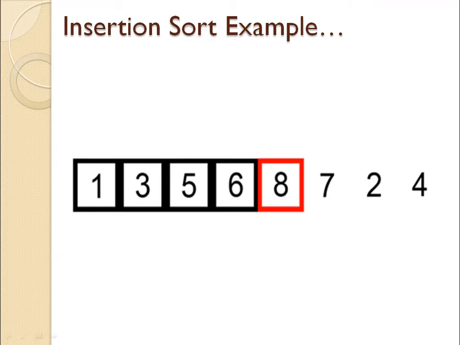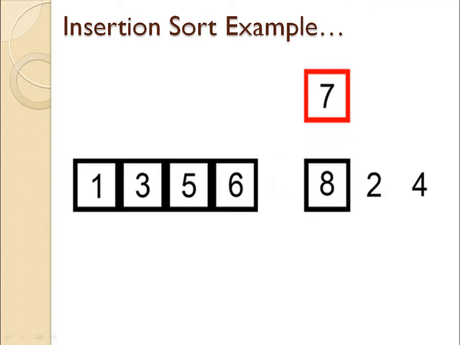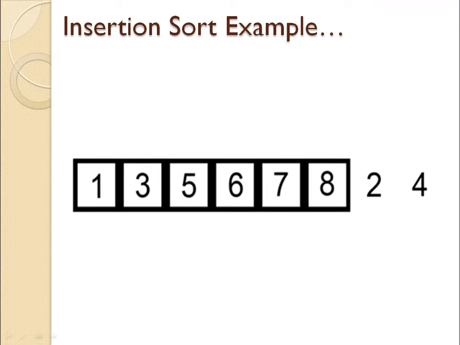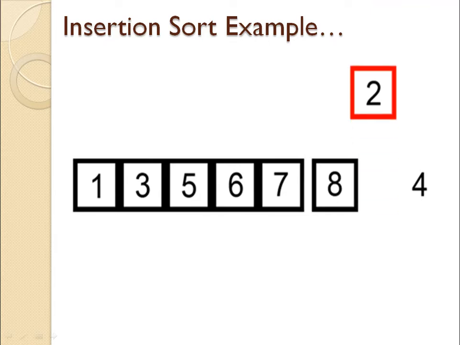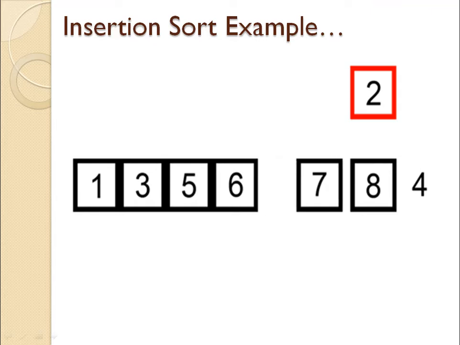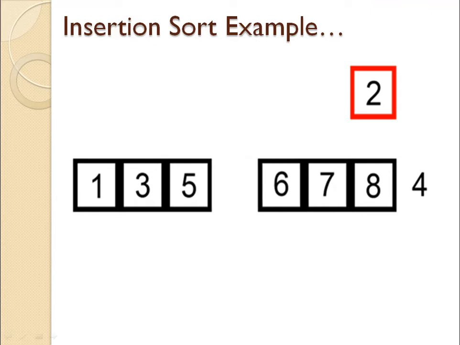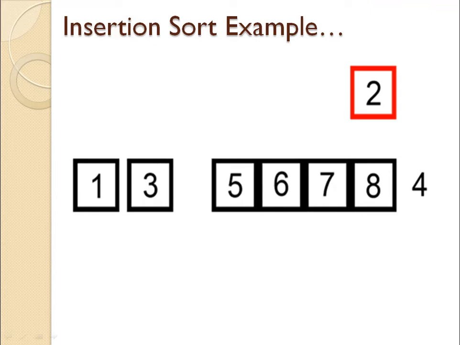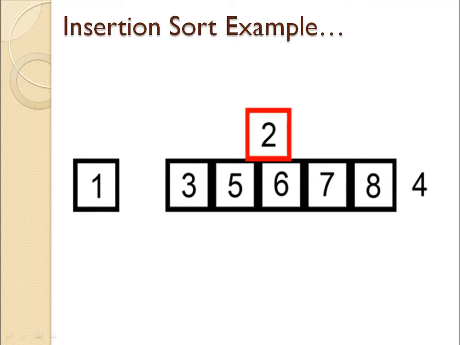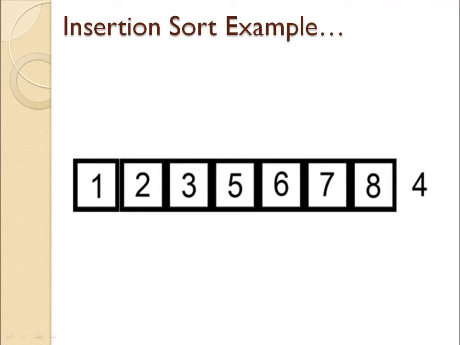8 is compared with 6, exact position. 7 is compared with 8, the position is changed, and it is after 6. Then 2 is compared with 8, compared with 7, compared with 6, shifting, compared with 5, shifting, compared with 3, shifting, compared with 1, no shifting, so it is after 1.